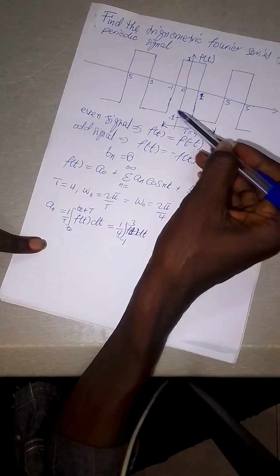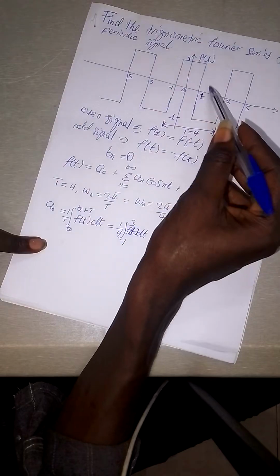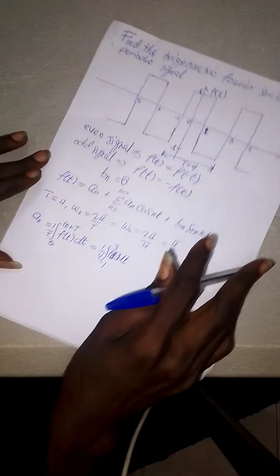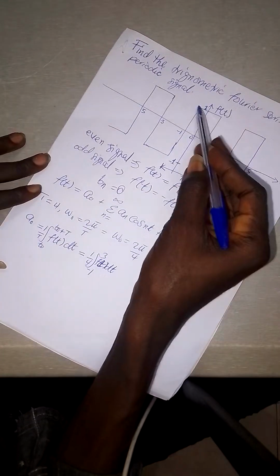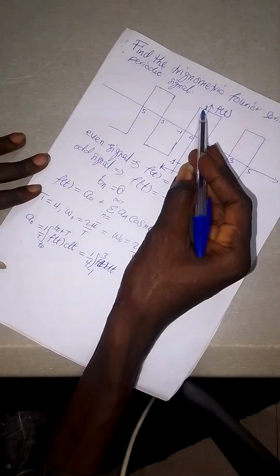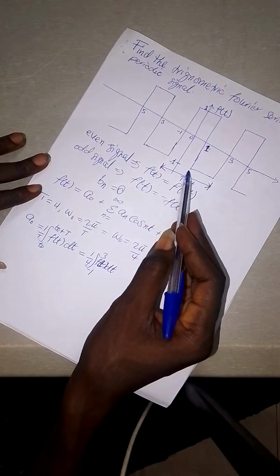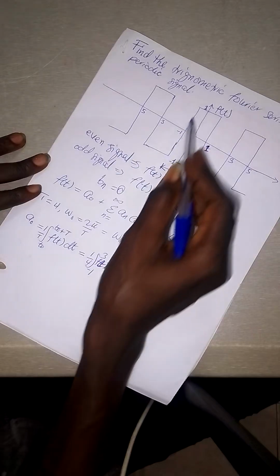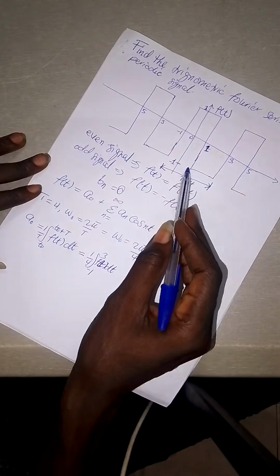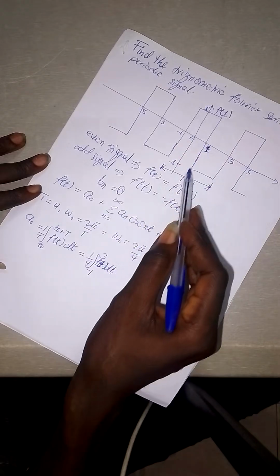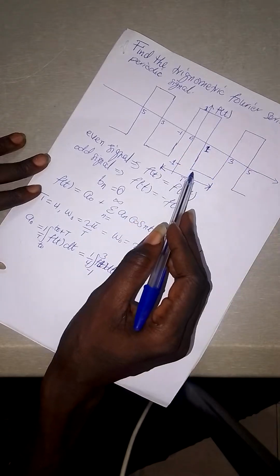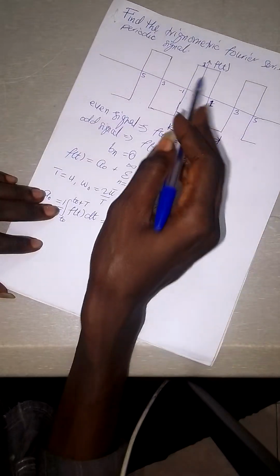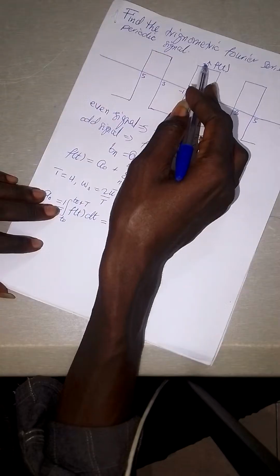So now, if you take a look at this particular waveform, you see that from this part up to this part, the value is 1. And from this part up to this part, the value is -1. So from here, the value is 1. Here, the value is -1. Okay. So that means that from -1 to 1, the value is 1.